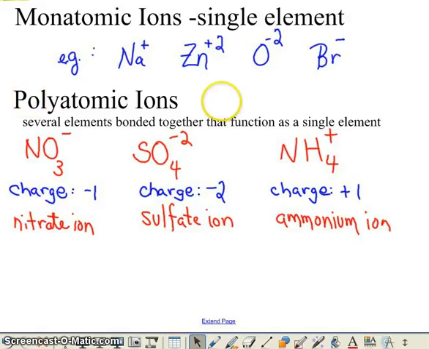Polyatomic ions are kind of strange in that there are two or more atoms bonded together and they carry a single charge. So the nitrate ion, the whole nitrate ion, is NO3, and it carries a charge of only -1. It's not -3 because of this 3. It's -1. Likewise, the sulfate ion is SO4, and it carries a charge of -2. And the ammonium ion carries a charge of +1. The ammonium ion, I believe, is the only positive polyatomic ion that I've asked you to memorize.